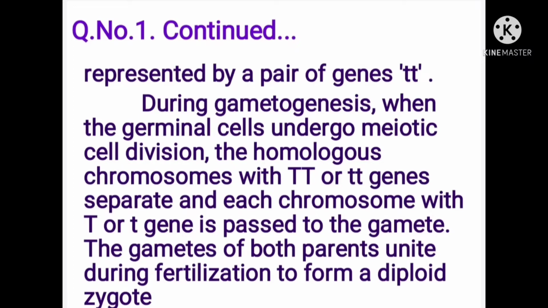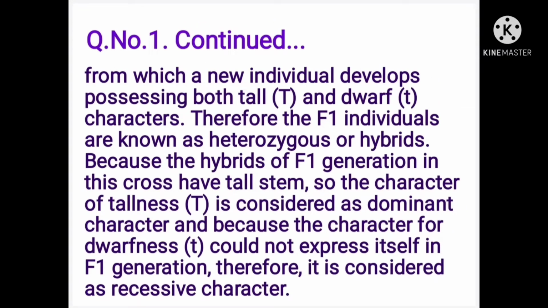During gametogenesis, when the germinal cells undergo meiotic cell division, the homologous chromosomes with T or small t genes separate and each chromosome with T or small t gene is passed to the gamete. The gametes of both parents unite during fertilization to form a diploid zygote, from which a new individual develops possessing both tall T and dwarf t characters.